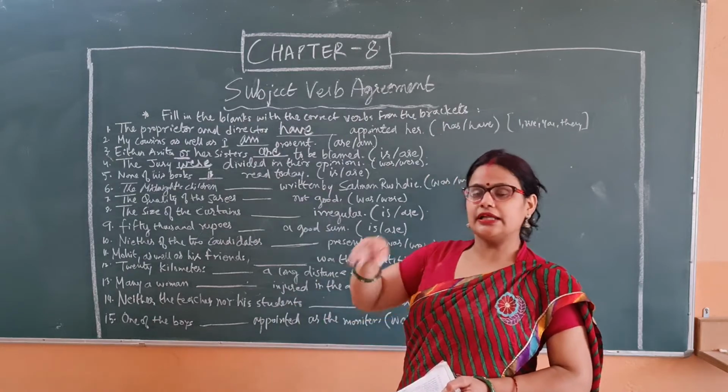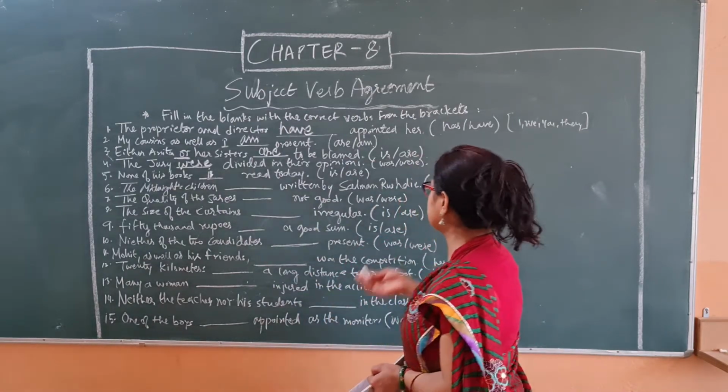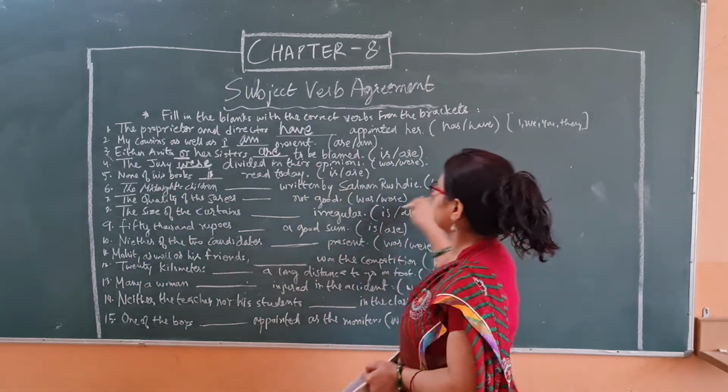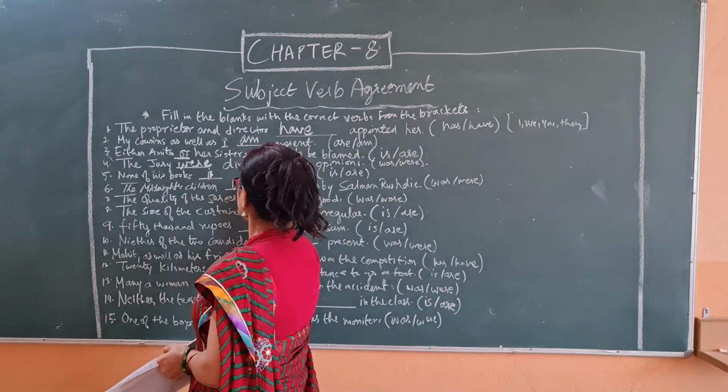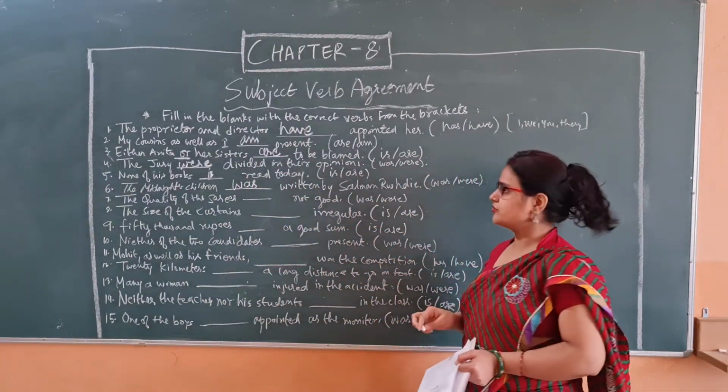There are not so many books. It's only one book they are talking about. Absolutely right. It is singular, so you are supposed to use was. The Midnight Children was written by Salman Rushdie.